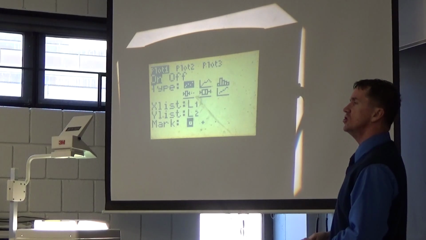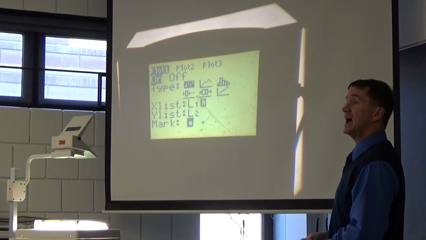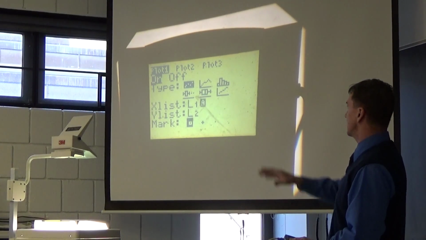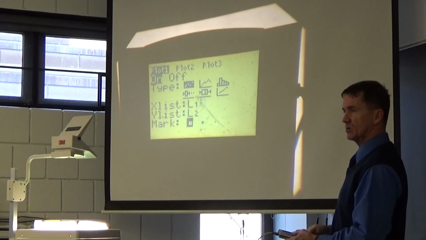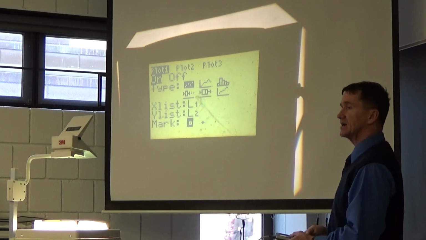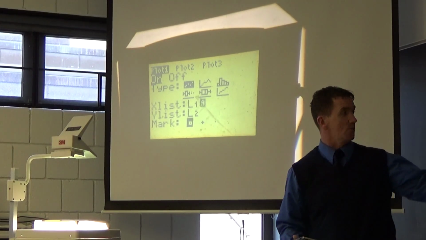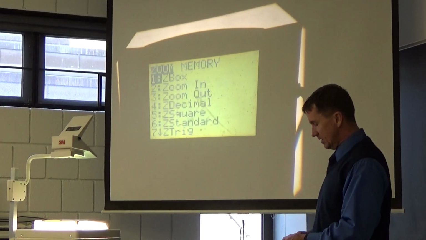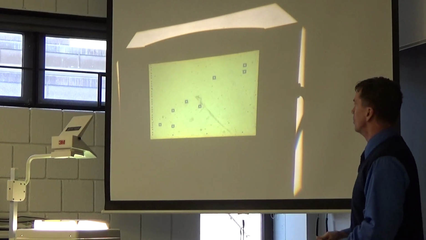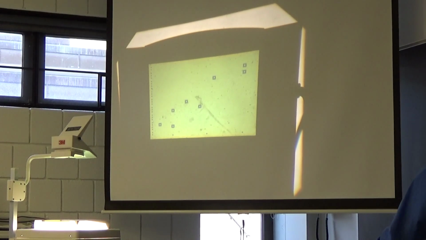Now, do you remember the zoom for stats? Zoom 9. Zoom stat is zoom 9. That's gonna give us a nice image of this. All right, so we're gonna do that first, and you're not gonna see the line. I just wanna give you a heads up. All we're gonna see is the scatter plot. Zoom 9. Cool. That's what we got before.